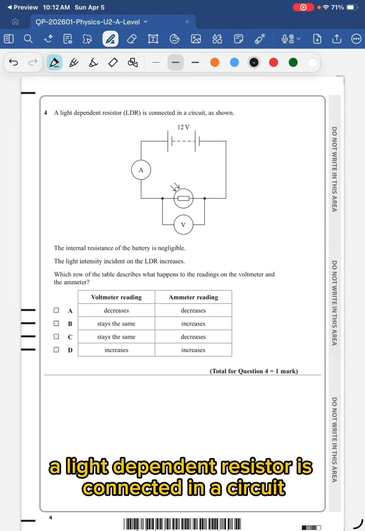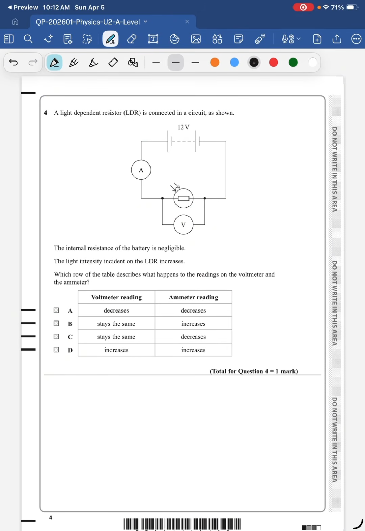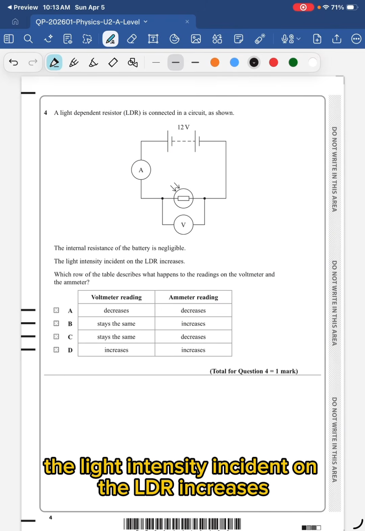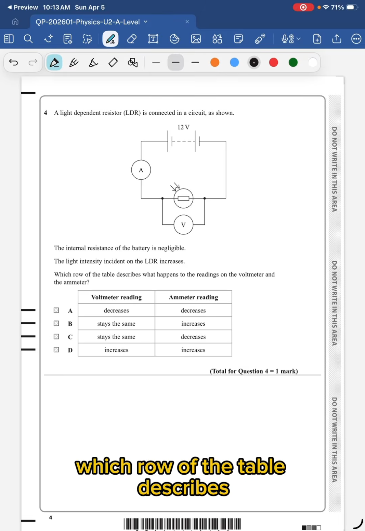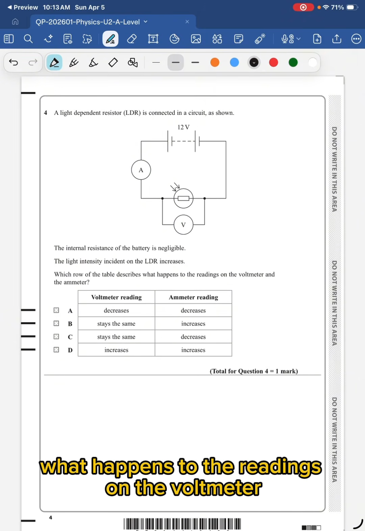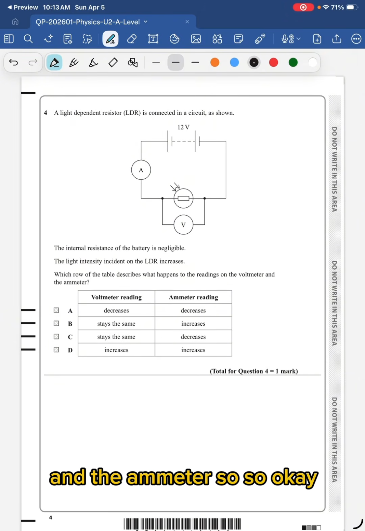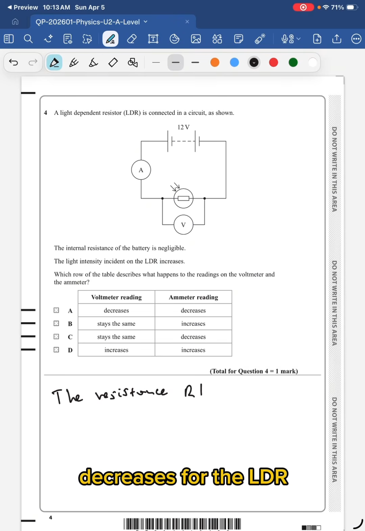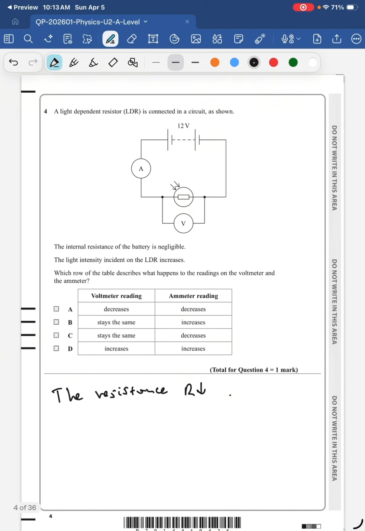A light-dependent resistor is connected in a circuit as shown. The internal resistance of the battery is negligible. The light intensity incident on the LDR increases. Which row of the table describes what happens to the readings on the voltmeter and the ammeter? Let's think about this. The resistance R decreases for the LDR.